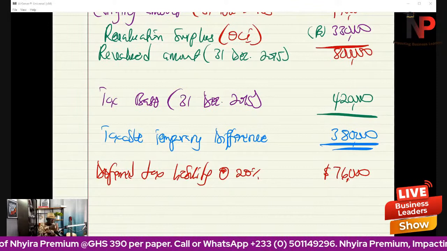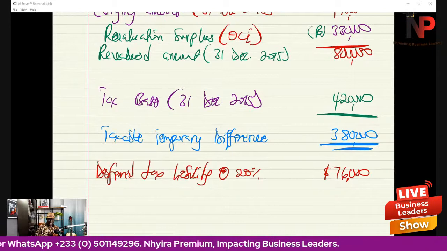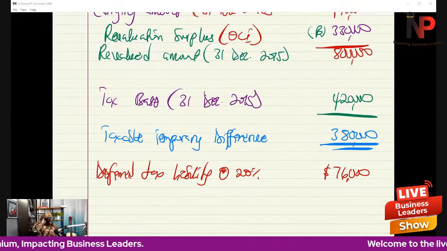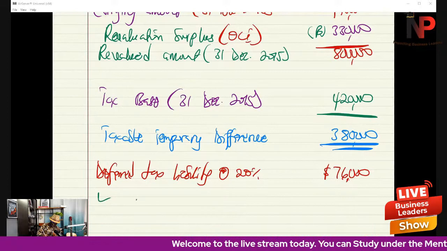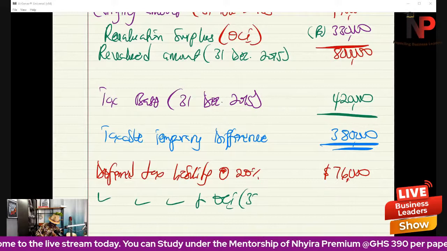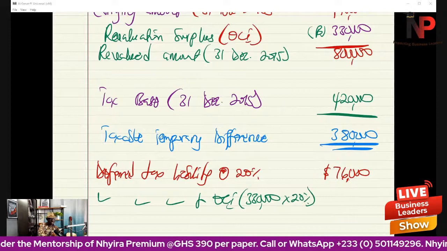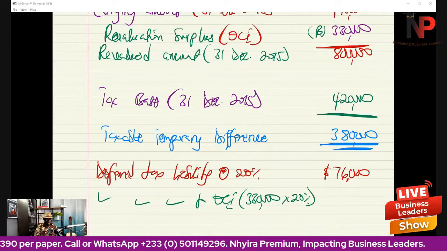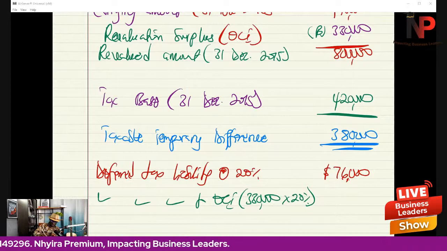How much of this 76,000 will go to the OCI? The amount that will go to the OCI will be equivalent to the revaluation surplus. So the deferred tax liability to the other comprehensive income will be the 330,000, which is the revaluation surplus, multiplied by the tax rate, which is 20%. So 330 times 20% is 66,000. That is how much goes into the OCI.